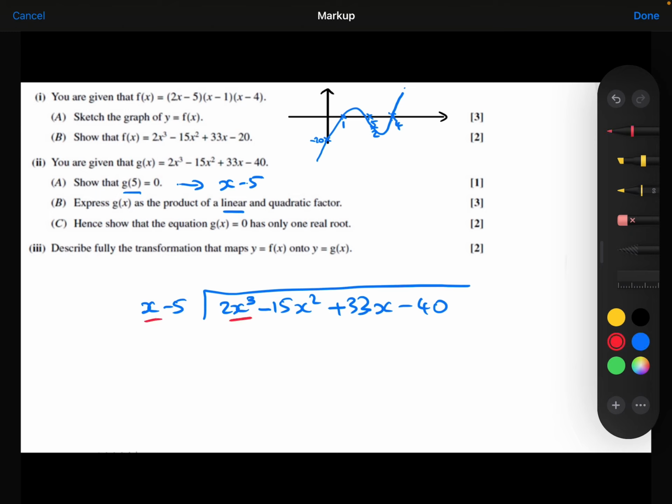So x into the 2x cubed goes 2x squared times. We multiply out. 2x squared times x is 2x cubed. 2x squared times the minus 5 is minus 10x squared. And we take that away. 2x cubed, take away 2x cubed is 0. Minus 15x squared minus the 10x squared. So that's going to be a plus 10x squared, gives minus 5x squared.